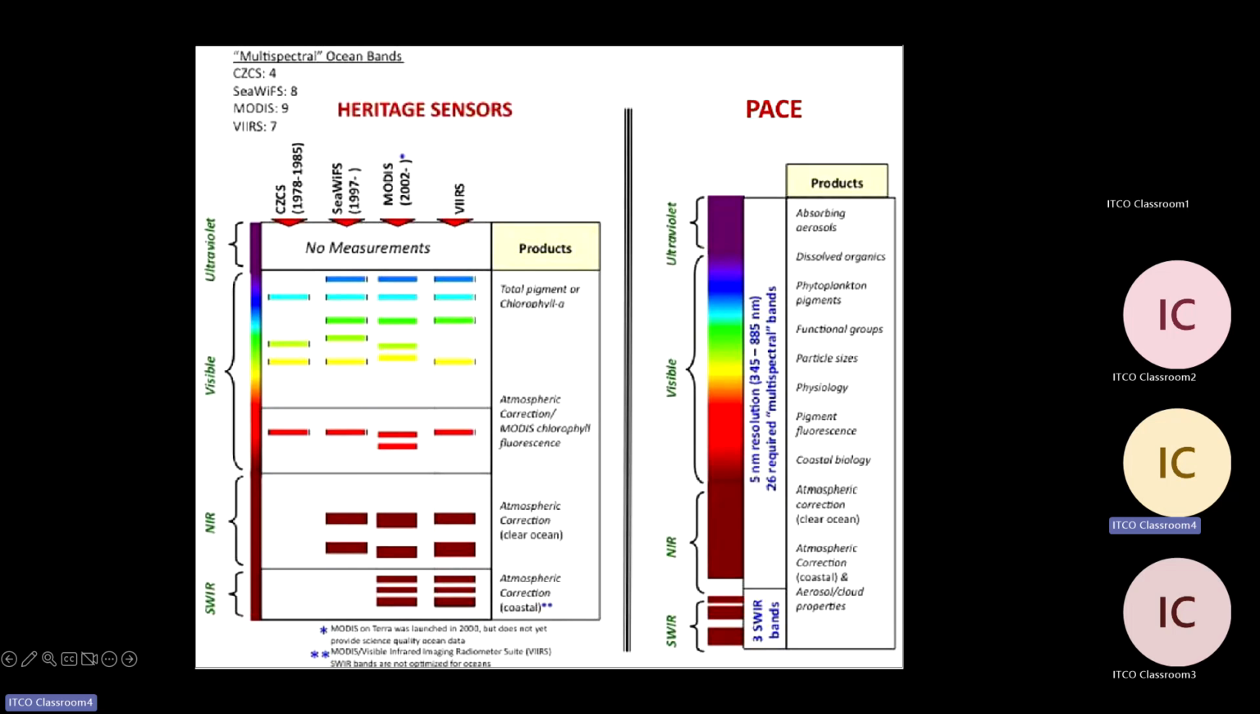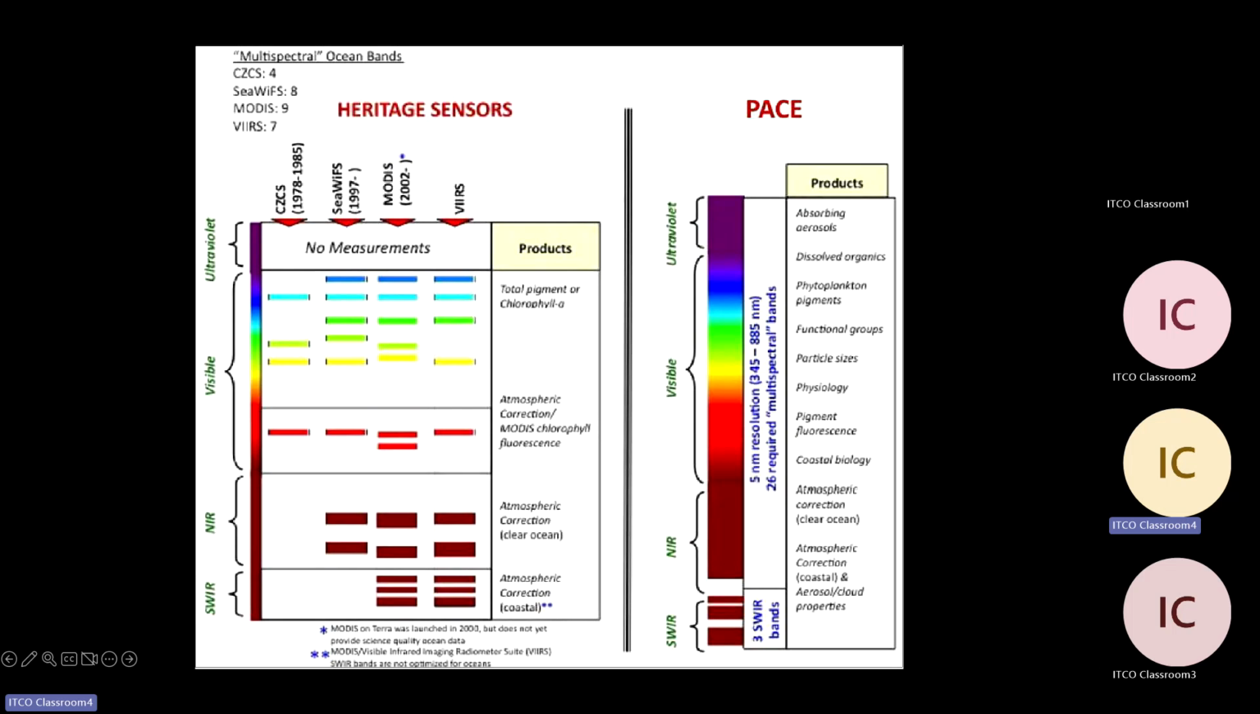So moving into the PACE era, comparing this graph here gives you an idea of comparing these multispectral missions to PACE. The multispectral channels are here, these little bars showing you where the channels were, and for PACE we just put a color bar there because it's contiguous hyperspectral.